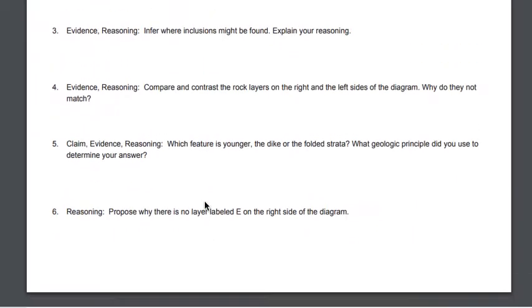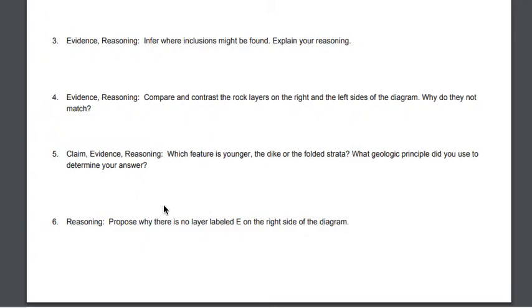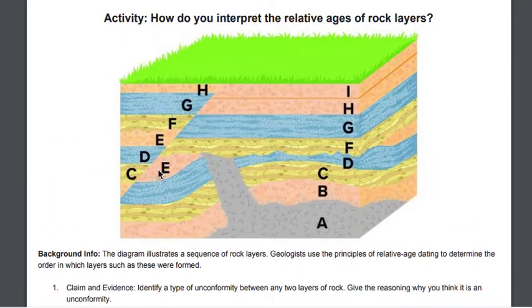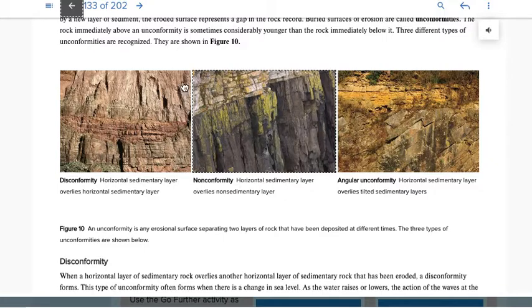The next question is, propose why there's no layer E on this side. So here's E, and there was some kind of fault here, and they used to match up. All of these used to match all the way down, and then something came and pushed up. Why is there no E right here? It picks up again here. But what happened here? Just remember that sometimes there are disconformities and understand why that happens.